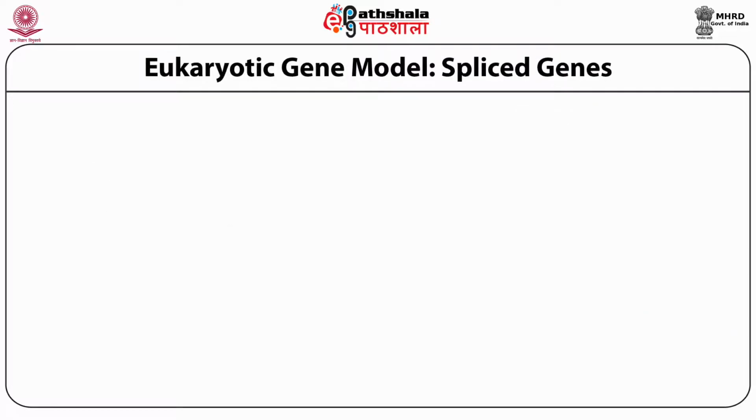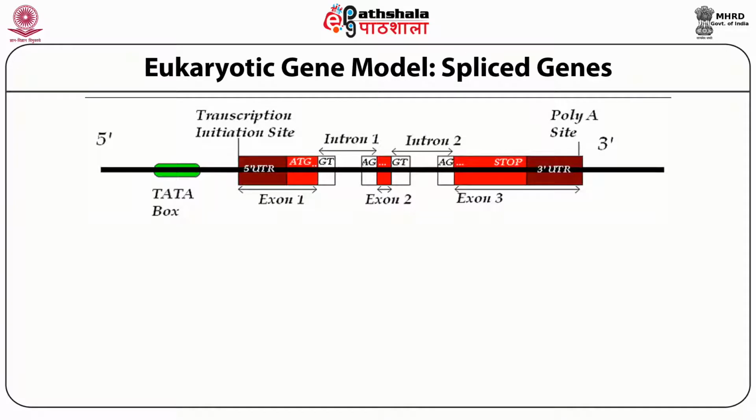Let's discuss the eukaryotic gene model, that's the spliced genome. It has the TATA box at the 5' site, then the transcription initiation site like the 5' UTR, then the introns and the exons, like you can see here: exon 1, exon 2, exon 3, then the 3' polyadenylation site and the 3' UTR. The post-transcriptional modifications occur at the 5' cap, the poly A tail, and splicing.